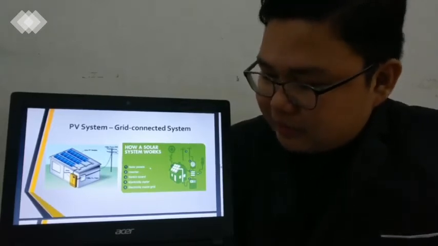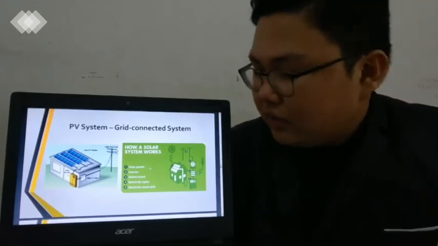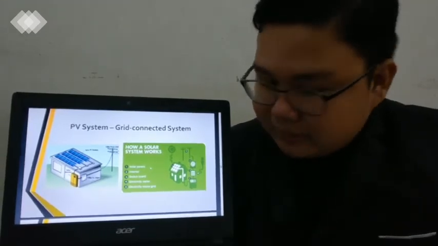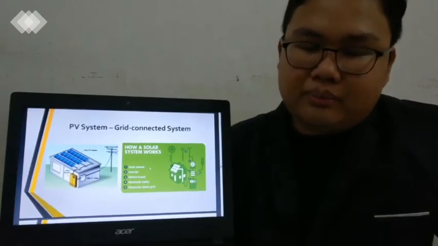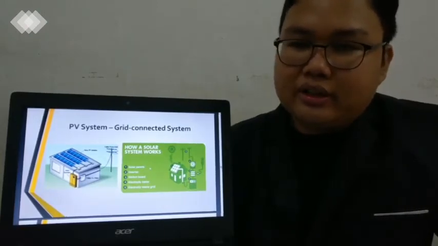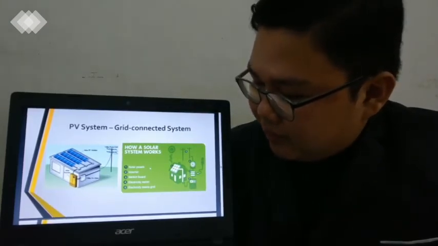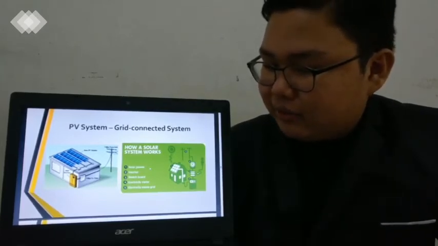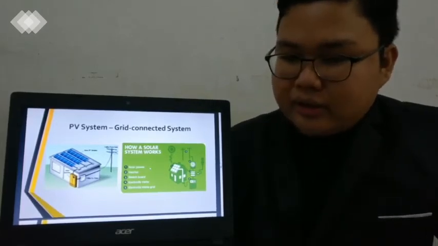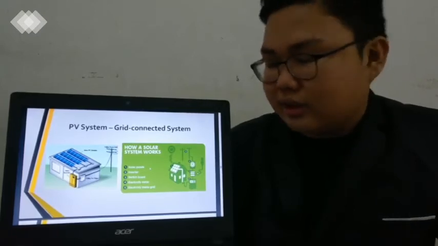And then number 3 is a switchboard, which controls the grid itself. Number 4 is the electricity meter to view all the electricity usage. And finally number 5 is the main grid, which is the electricity main grid, where all the solar energy that has been absorbed is transferred into this grid.